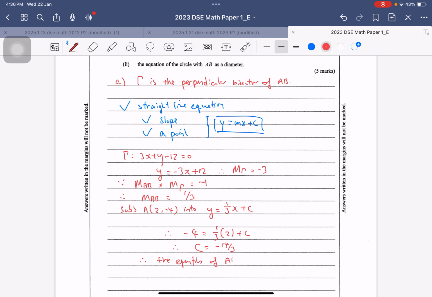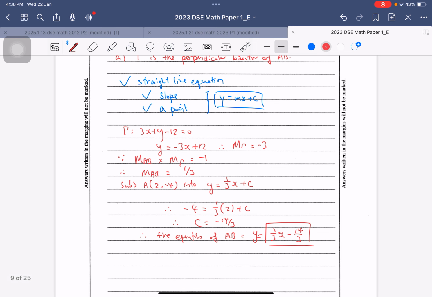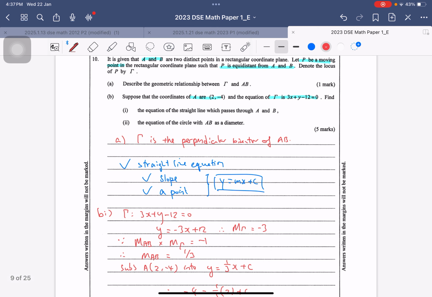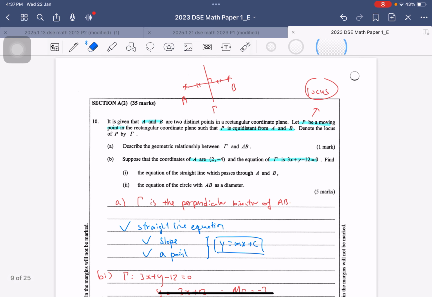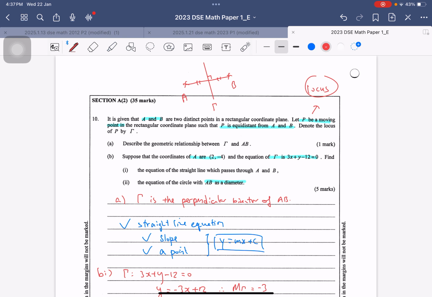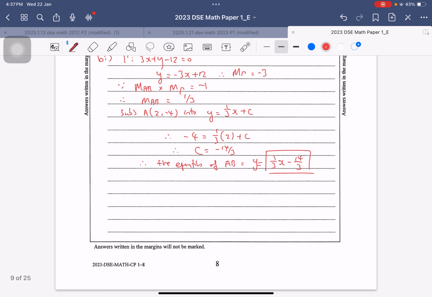So we can say the equation of AB is y = 1/3 x - 14/3. But remember to write the y equal to. That's for part B(i). After that, we have to find the equation of the circle with AB as its diameter. So we try to draw the diagram again.